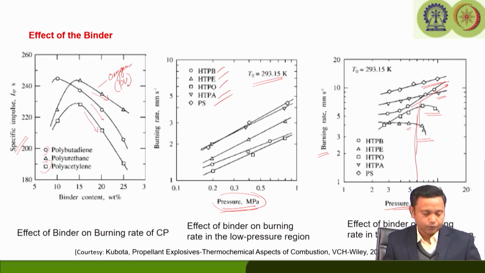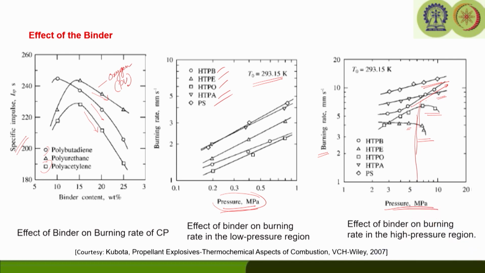Particularly for HTPE and HTPO, this type of burning profile has been seen. In general, what we can say is that the binder not only influences the burn rate, but also the pressure index, or the pressure exponent of the burn rate, in the high pressure zone. Here, if you try to find the value of n in r equals a p to the power n, we can say that the pressure exponent n is not similar across different binders.